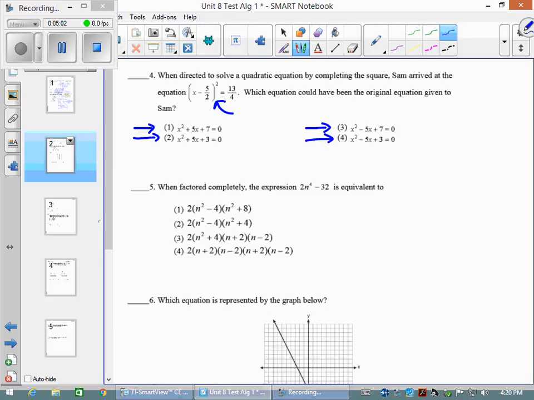So I'm going to go to my calculator, and I'm going to type in the original quadratic. But in order to type this in, I do have to get it equal to 0. So I'm going to subtract over the 13 over 4, set it equal to 0, and type this into my y equals. So it looks something like that.